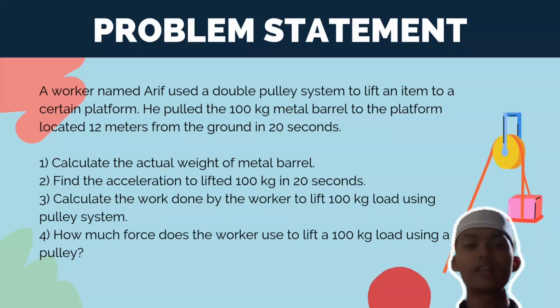Question 1. Calculate the actual weight of the metal barrel. Question 2. Find the acceleration to lift 100 kg in 20 seconds. Question 3. Calculate the work done by the worker to lift the 100 kg load using the pulley system. And last question, how much force does the worker use to lift a 100 kg load using a pulley?